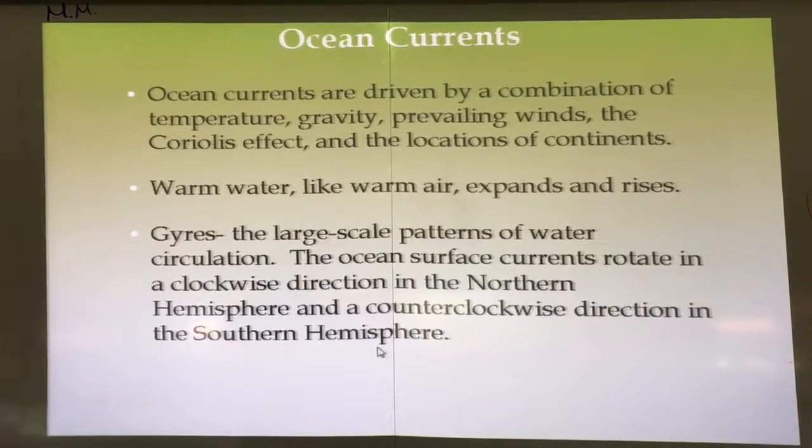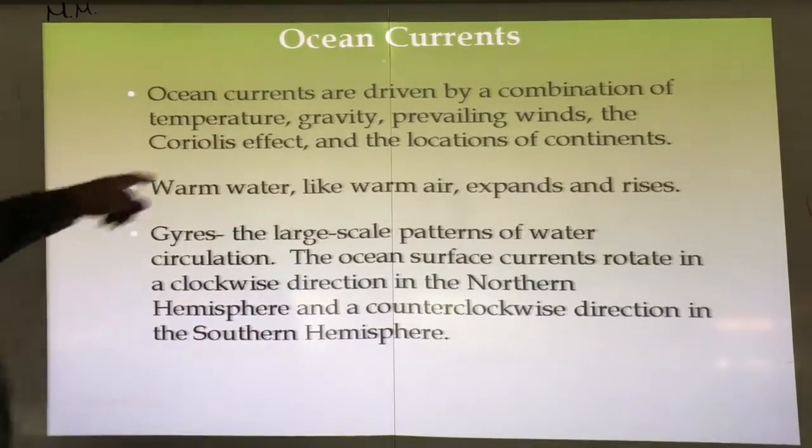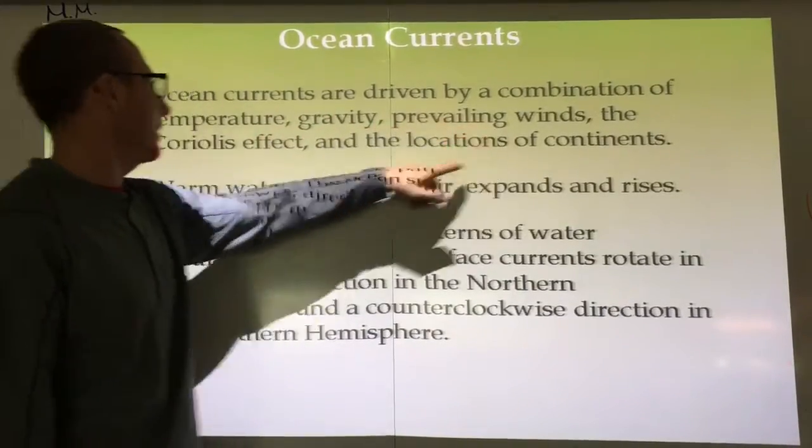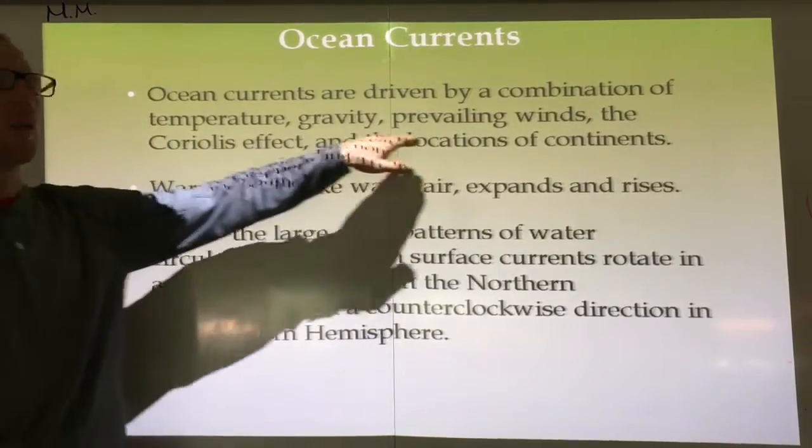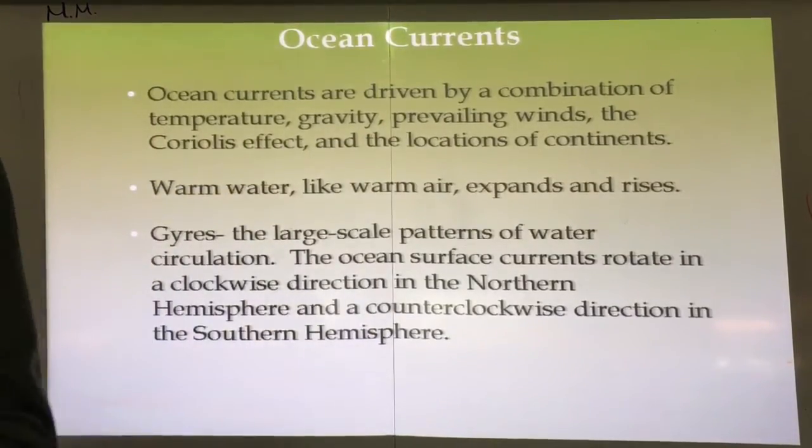All right, here we are, Mod 11, ocean currents. Ocean currents are driven by a combination of temperature, gravity, prevailing winds, the Coriolis effect, and locations of the continents. All of these help with providing the ocean currents. Warm water, like warm air, expands and rises.